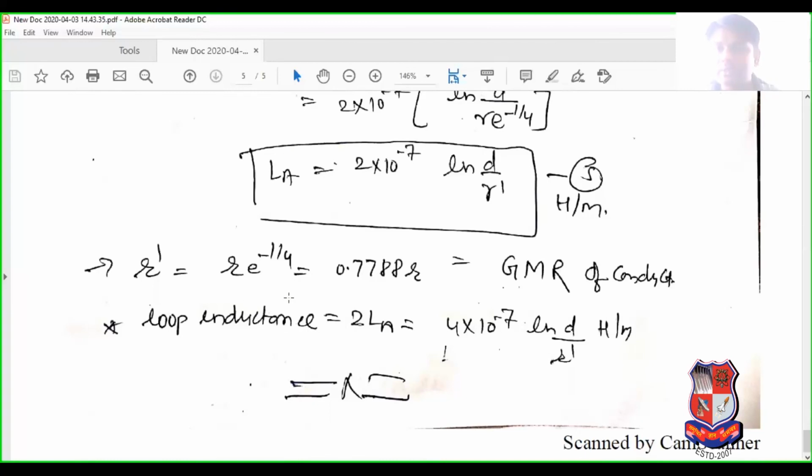Tomorrow we will start with the inductance of the three-phase line, and later on we will start with the capacitance of single phase.